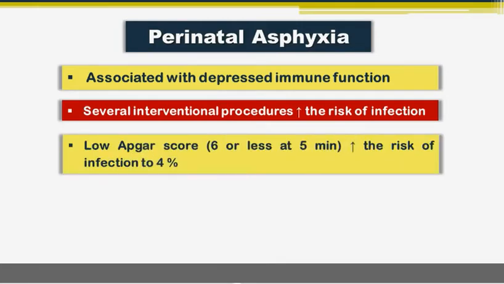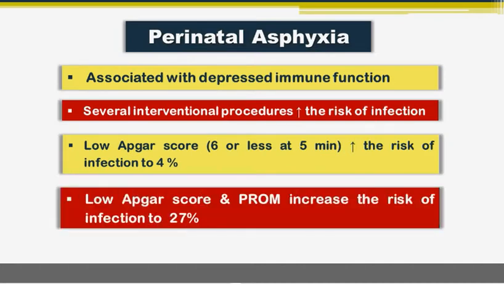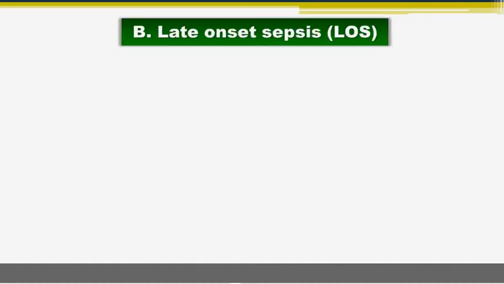Low Apgar score, which is regarded as 6 or less at 5 minutes, will increase the risk of infection to 4%. And this is one of the importances of the Apgar score. We can expect the likelihood of sepsis in that baby. Low Apgar score and presence of premature rupture of membranes more than 18 hours will increase the risk of infection to 27%. Now I will go to late onset sepsis.